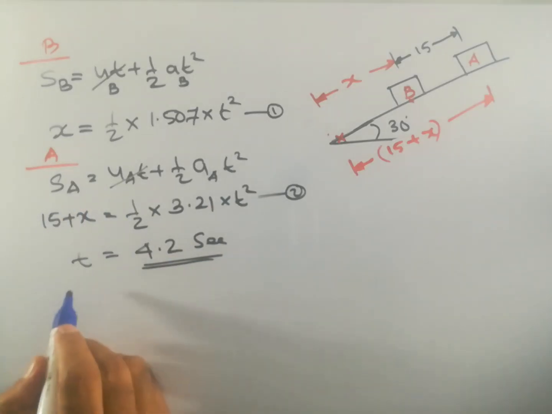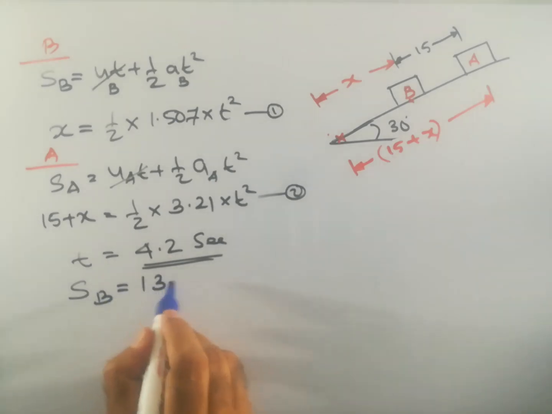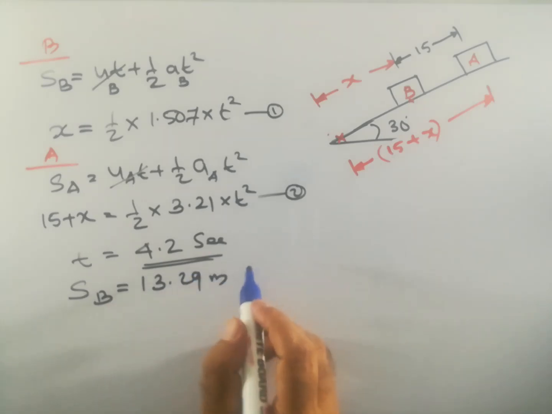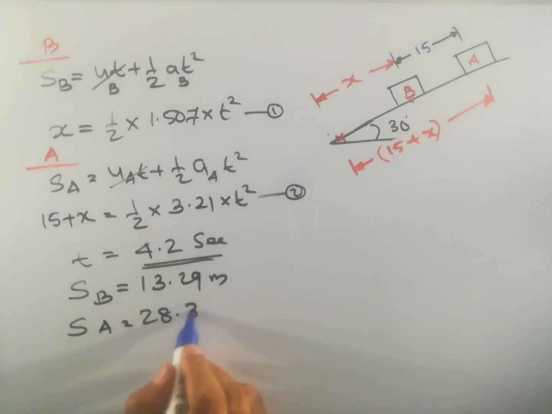So the values will be SB equal to 13.29 meters and SA equal to 28.29 meters. So these will be the distances traveled by A and B during a time period of 4.2 seconds, just before they collide with each other.